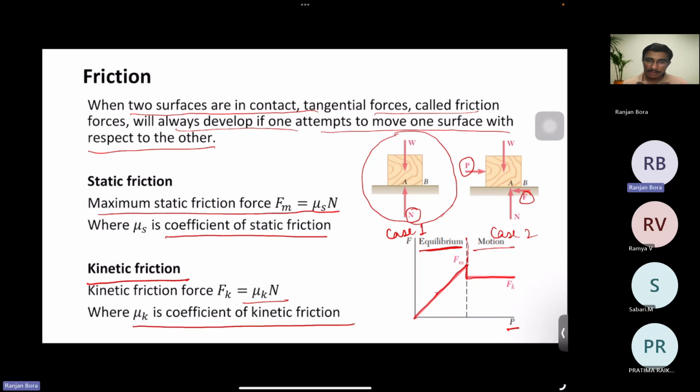So I think it is clear to you what friction is and what the two different types of friction are. One is static and one is kinetic. Static is when the body is at rest and there is a tendency of movement of one body with respect to the other. And kinetic friction is when the body is in motion, moving with respect to the other body.